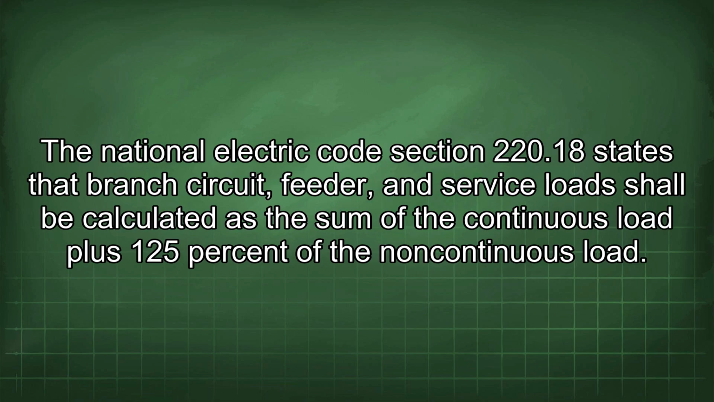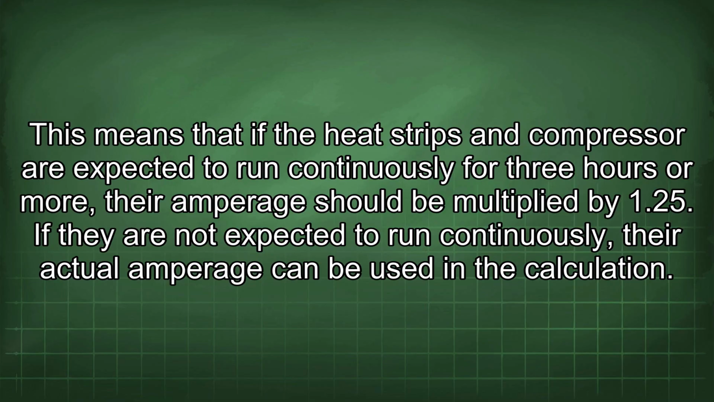The National Electric Code Section 220.18 states that branch circuit, feeder, and service loads shall be calculated as the sum of the continuous load plus 125% of the non-continuous load. This means that if the heat strips and compressor are expected to run continuously for 3 hours or more, the amperage should be multiplied by 1.25.